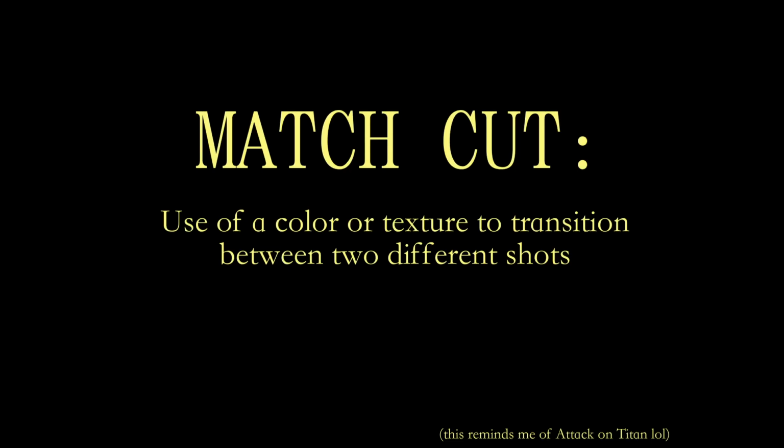I have this shot right here. And I can completely transition that with this shot. This is called a match cut. A match cut is where you use similar colors or a similar texture to transition between two different shots. And this is actually used a lot in movies, such as 1917.